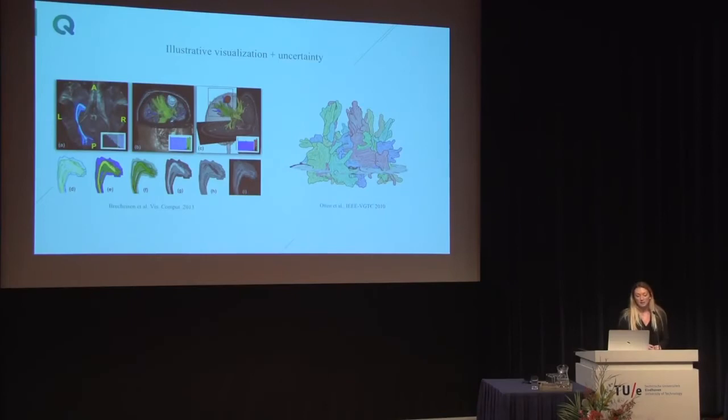And then Otto, on the right side, does some kind of illustrative visualization, and now we can see that instead of seeing all these spaghetti-like structures, we can better see the fiber bundles that are in the brain. It gives us better information.